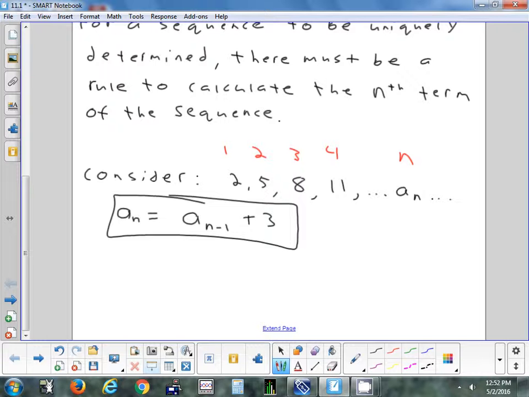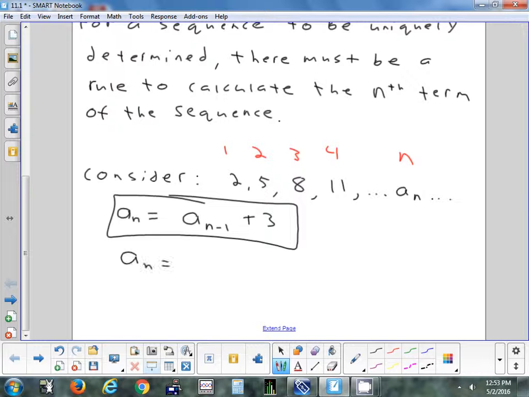Can anybody think of the disadvantage if I asked for the 20th term? You'd have to find the 19th term. But then what would you have to do to find the 19th term? Find the 18th term. And to find that one, the 17th. So the disadvantage to this kind of formula is you have to find every term up to the one you want. There's another way to do it.